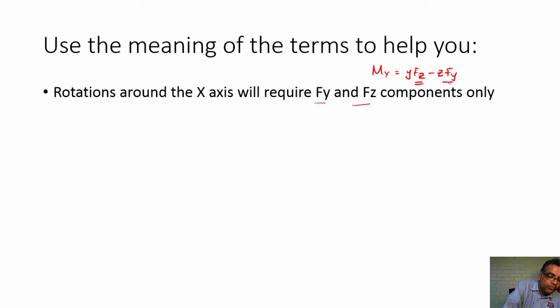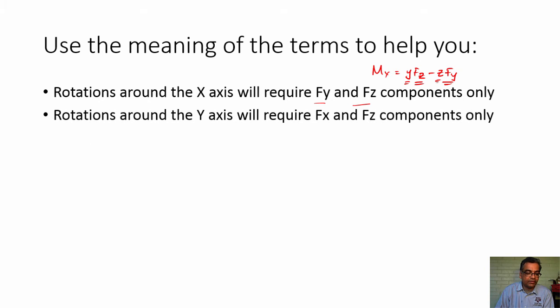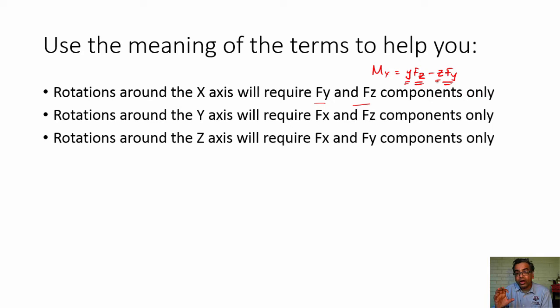So you can see that only Fy and Fz components will show up, Fx components will not show up, and it also depends upon the x and y values. Same way for moments around the y-axis and moments around the z-axis. They all require the other two forces.